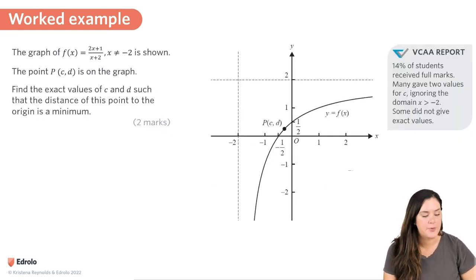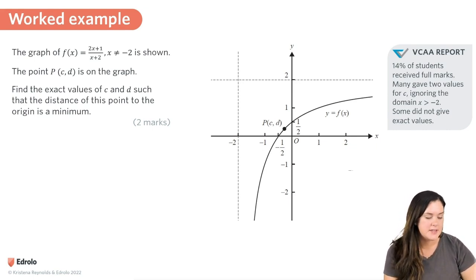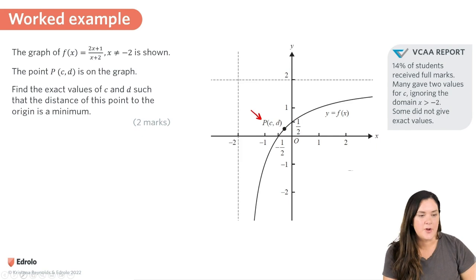So we have a worked example here that has been adapted from one of the VCE exams. It is from the 2016 exam 2. And what we have is we've got the graph of f of x is 2x plus 1 over x plus 2, but we've only shown part of the graph. So we've got the right-hand side of the graph. We've got this point here, P, which is (c, d). And we've been asked to find the exact values of c and d so that the distance of this point to the origin is a minimum.